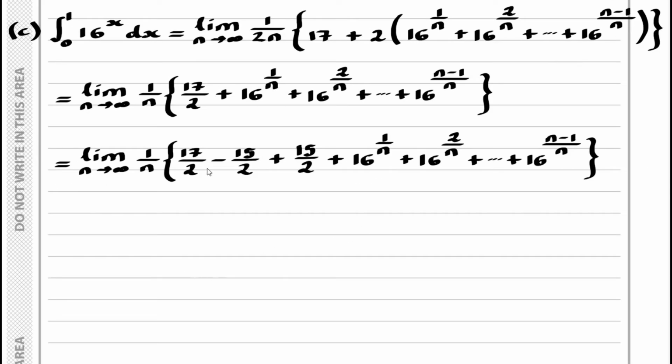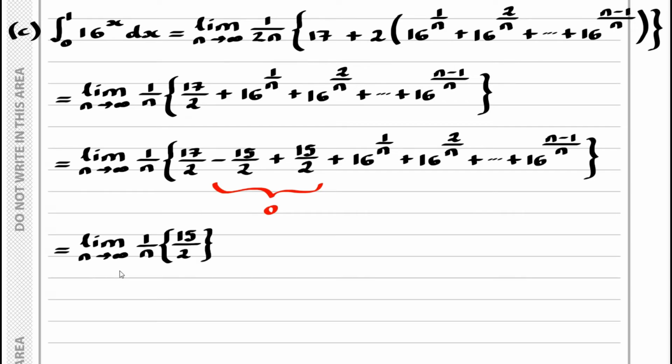Now I'm going to rewrite what we have here as the limit as n tends towards infinity of 1 over n multiplied by 17 over 2, subtract 15 over 2, plus 15 over 2, plus 16 to the 1 over n, plus 16 to the 2 over n, plus terms up until 16 to the n minus 1 over n. And what you will find is that the negative 15 over 2 plus the 15 over 2 is 0. So I'm adding 0 to 17 over 2 essentially.